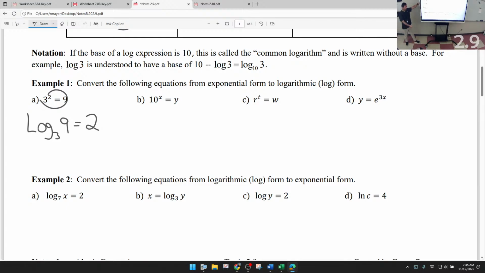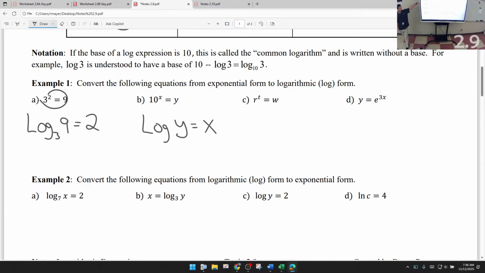Base, this is what you need logs to solve for the exponent. Of course, we're not solving for these, we're just rewriting them. This is like rewriting the square root of 4 equals 2. I'm rewriting this to this. This is log base 10, and you won't see base 10. If you put a 10 there, it's okay, they're not going to count it wrong, you just don't see it. So log base 10 of y equals x.